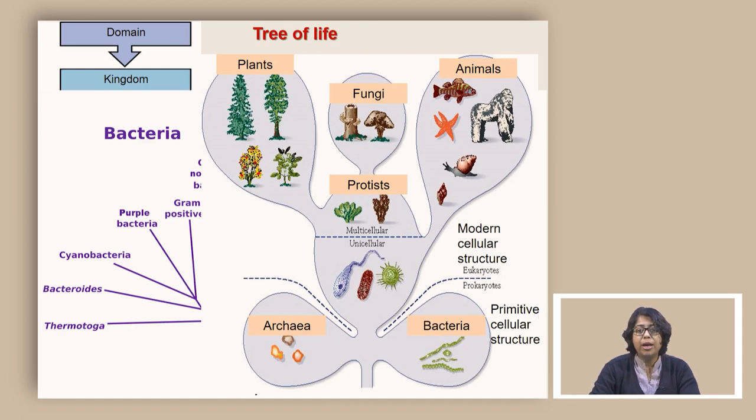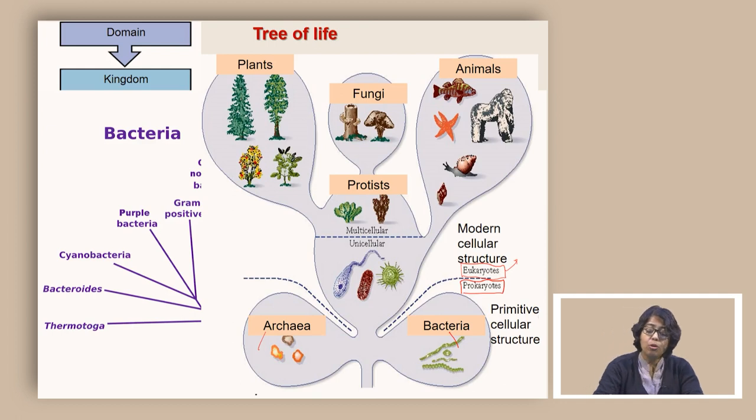So, if we look at the primitive cellular structure, what we will find is that it contains archaea and bacteria, and in terms of domain classification, they also belong to different domains. And these are all prokaryotic. That means we are talking about a relatively primitive cellular structure, where there are no organelles. On the other hand, the ones which have a relatively complex cellular structure are eukaryotes, where there are organelles and the general size of the cell is bigger.